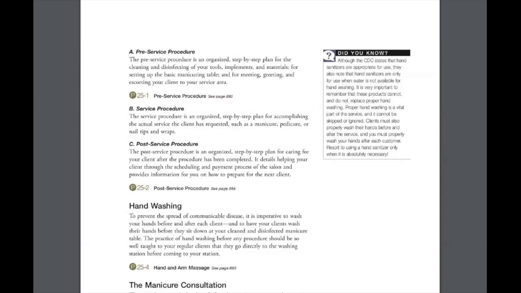Your manicure consultation. You want to use a client intake form. You want to check your client's nails and skin. And you want to discuss the client's preferences and their lifestyle so that you can determine the best options for them to get the longest wear from their nail service so that they don't feel like they're wasting their money. So this is why a nail consultation or a manicure consultation or consultation for a client's hair is very important.